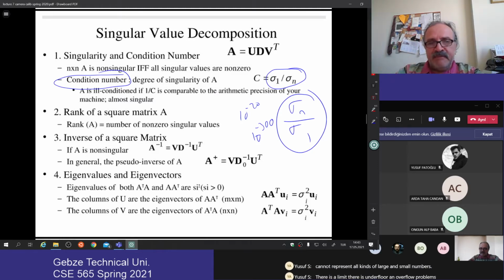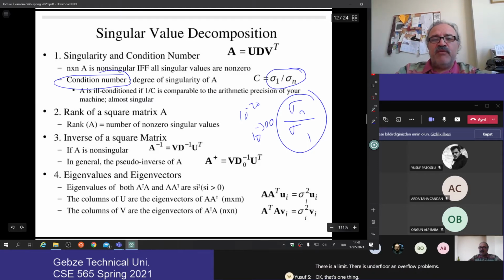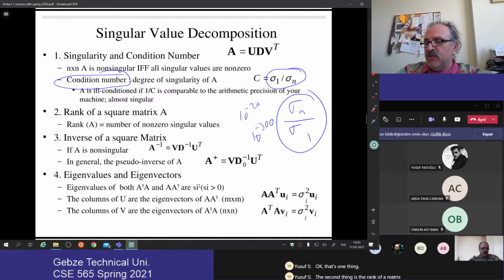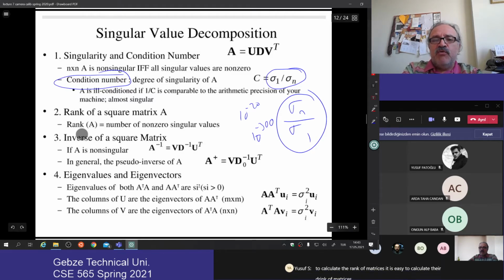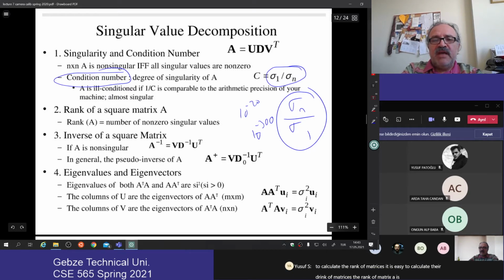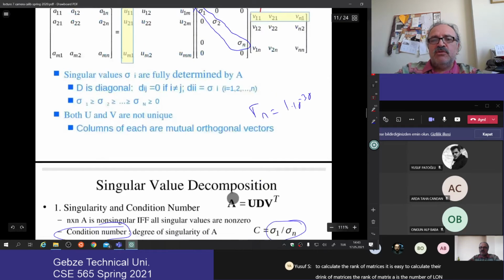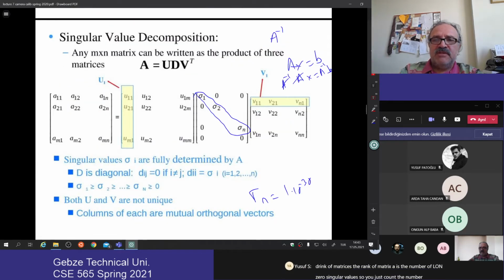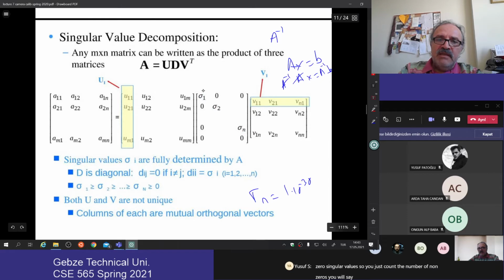Okay, that's one thing. The second thing is the rank of a matrix. Remember, we used to calculate the rank of matrices. It is easy to calculate the rank of matrices. The rank of matrix A is the number of non-zero singular values. So you just count the number of non-zeros. You will say this is non-zero, non-zero, non-zero, non-zero, etc.